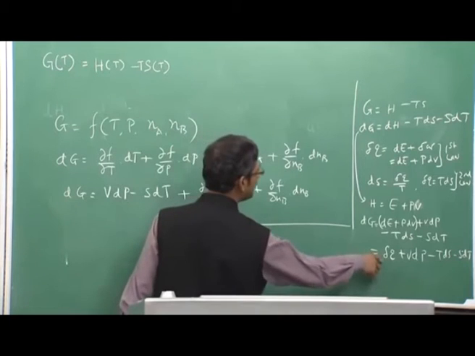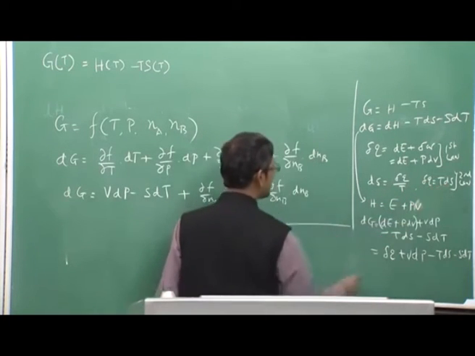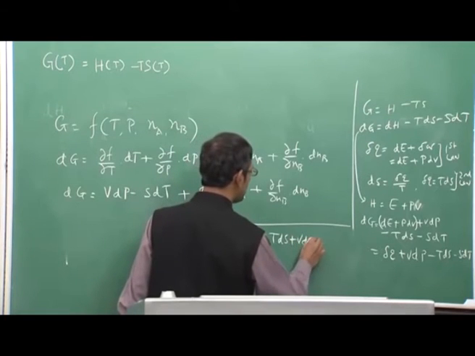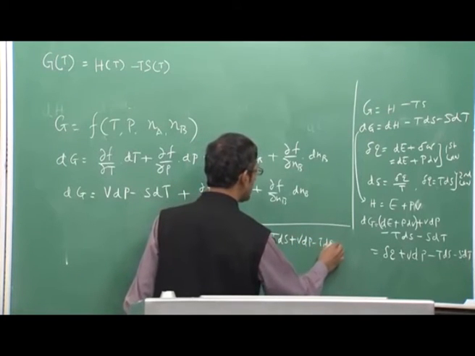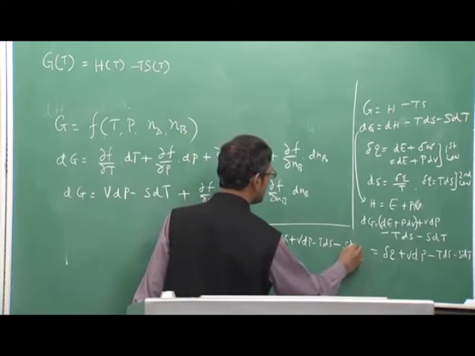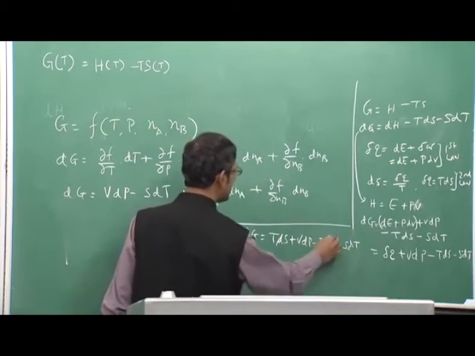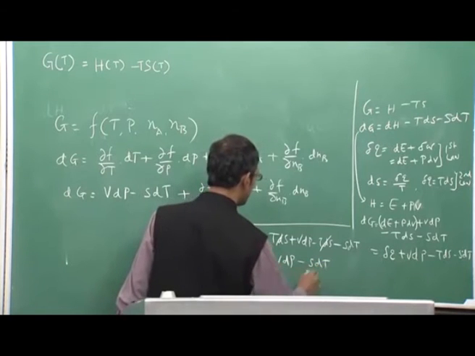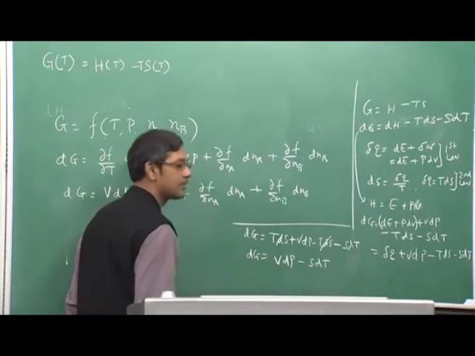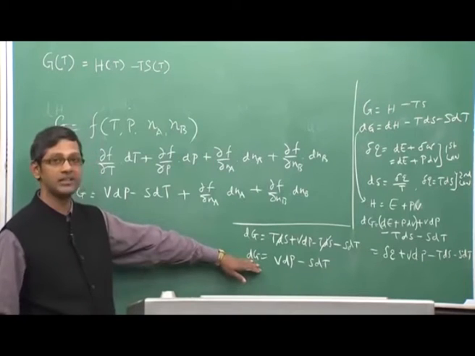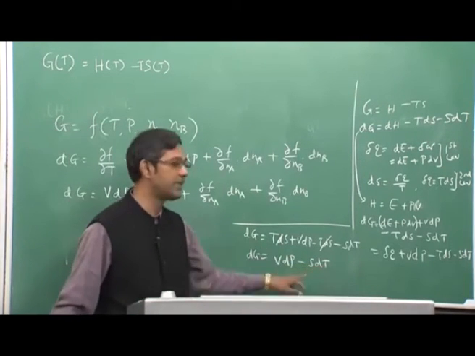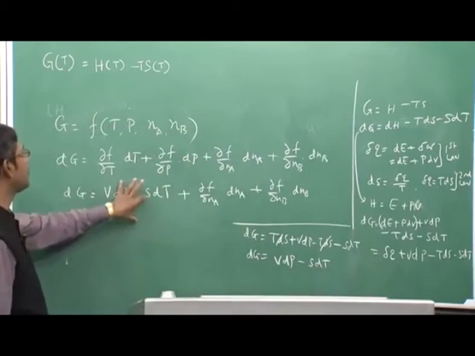So dQ is again TdS by the second law. So I can write TdS plus VdP minus TdS minus SdT. That means TdS gets cancelled. So VdP minus SdT. This is the typical relationship for the total differential of free energy as a function of pressure and temperature, because pressure and temperature are the variables. So that is what I used in this derivation.